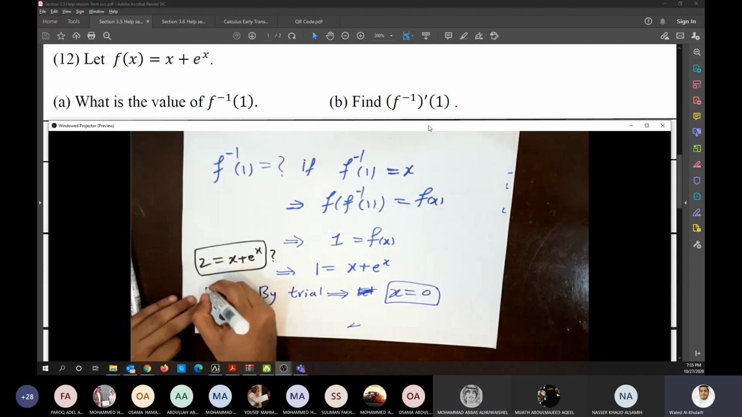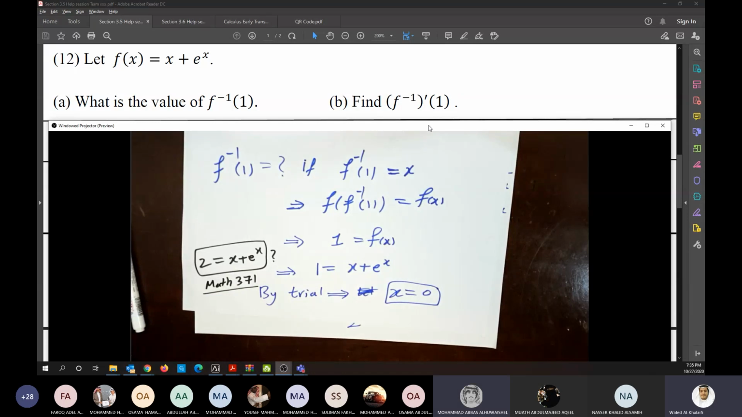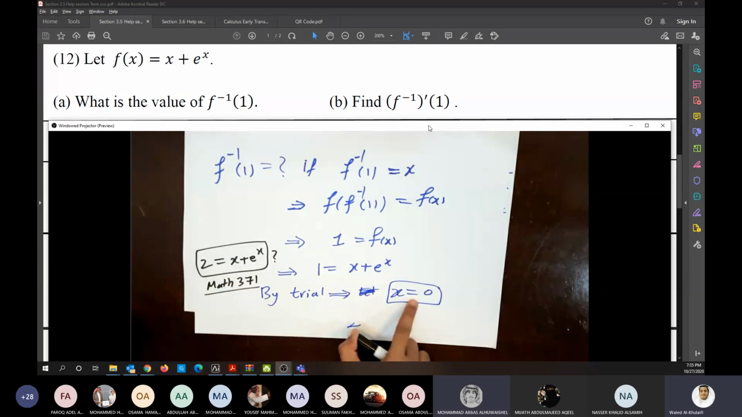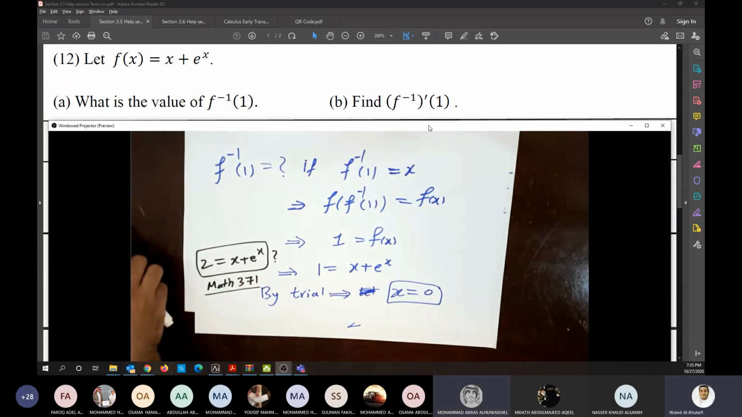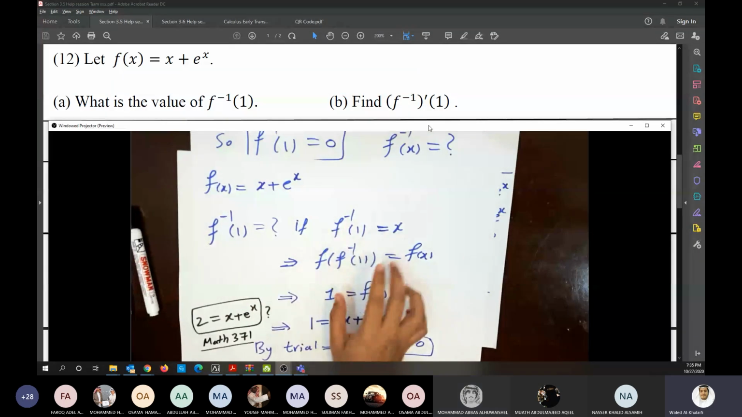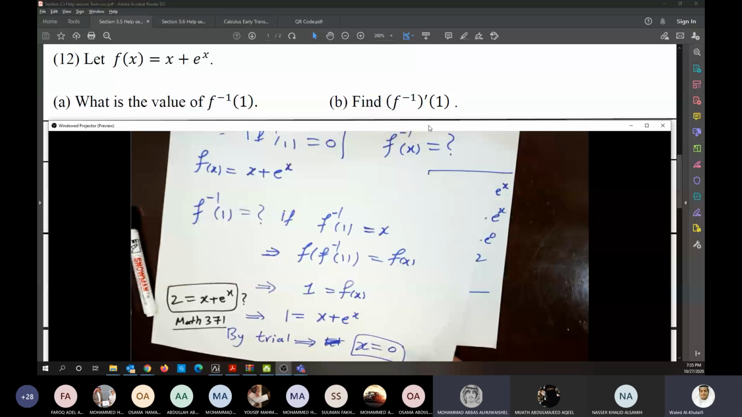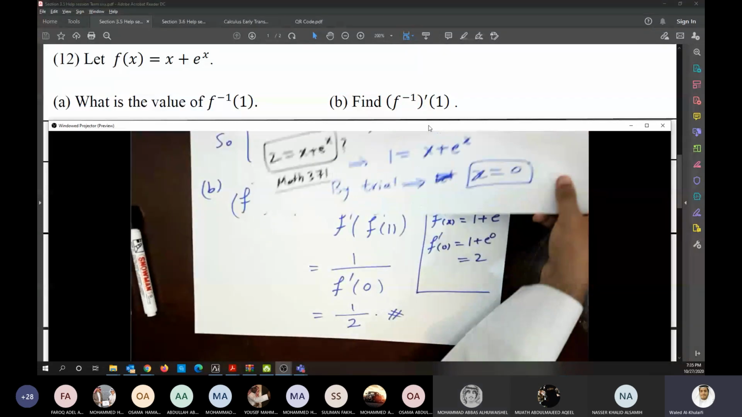You will take this in Math 371. Doctor, are we afraid this will come in the final exam questions? No, don't worry. Either it can be guessed as a very simple number, or he will tell you that f inverse of 1 equals this, or f of 2 equals 1, whatever, as you can see now in the coming exercises.